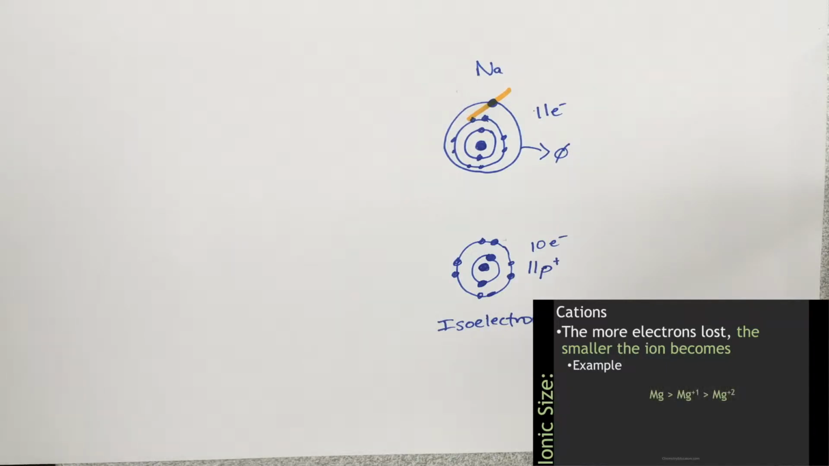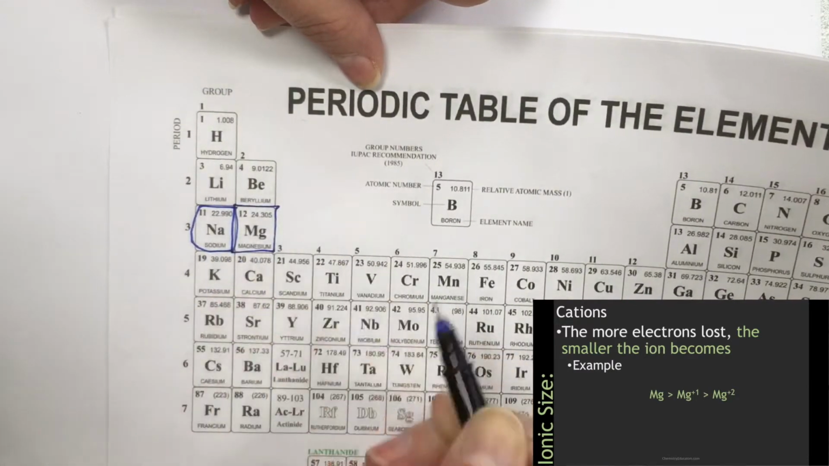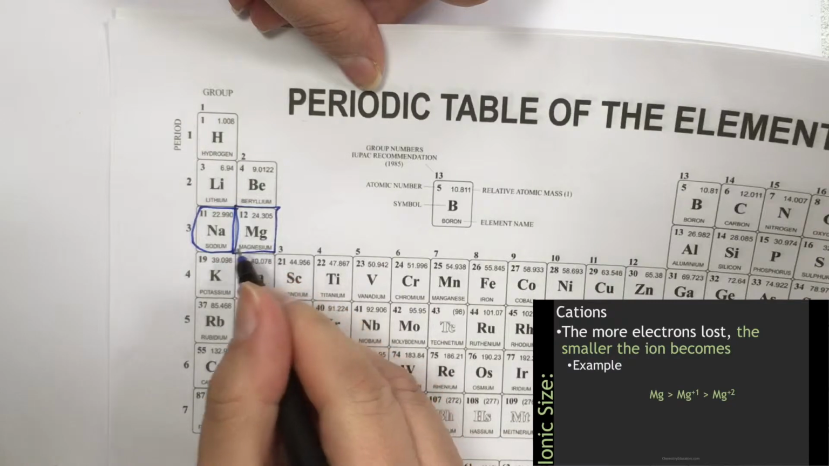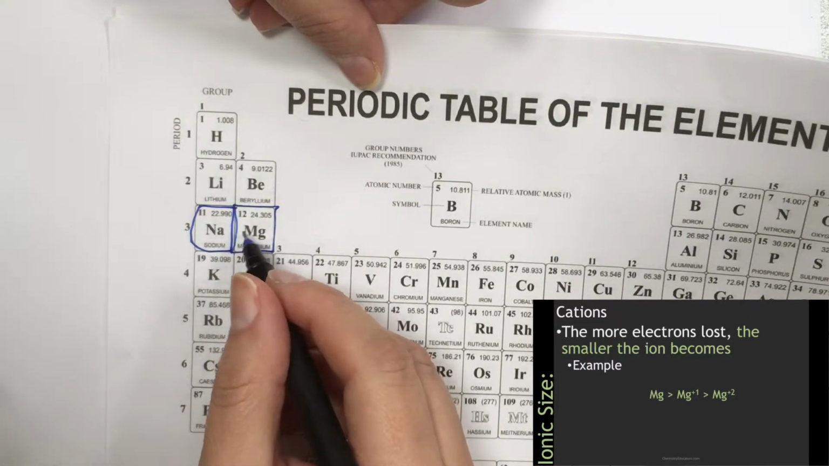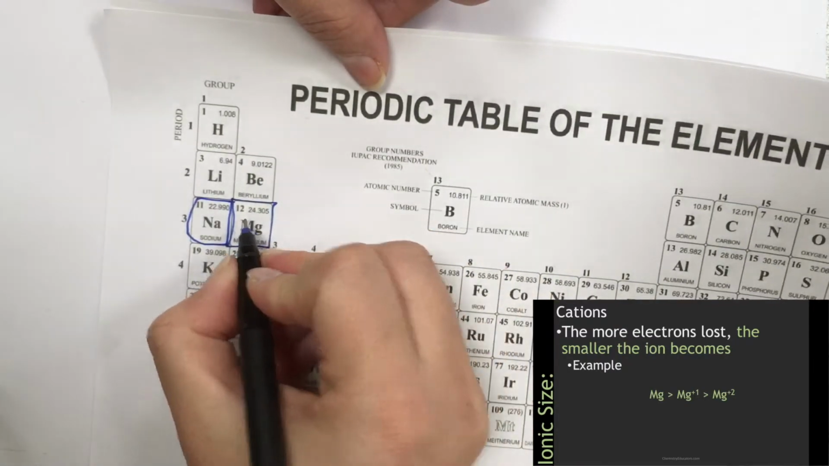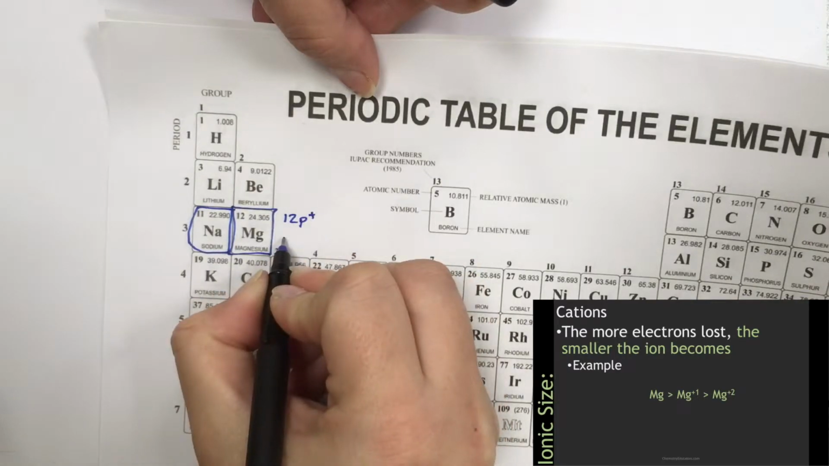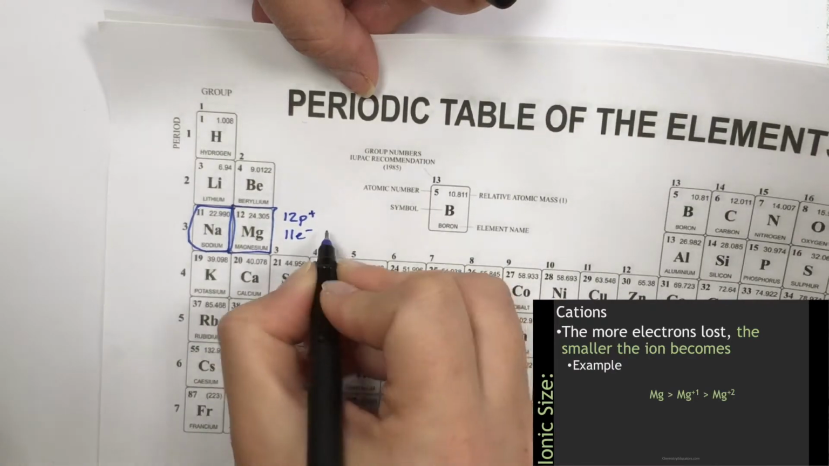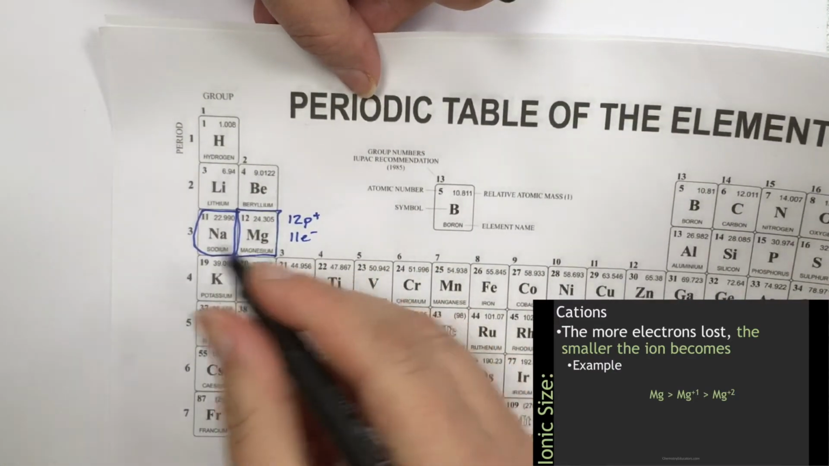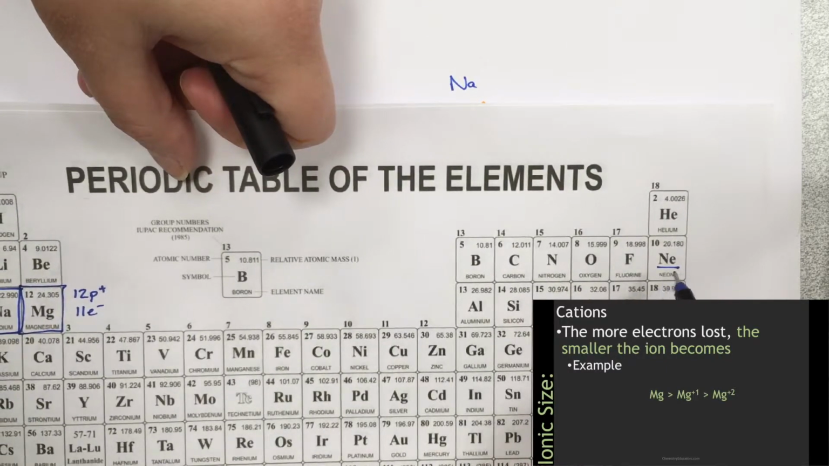So for example, magnesium, which is right here. If magnesium loses one electron, it becomes smaller. That's because now we have one less negative charge to balance out the 12 protons. So now we have 12 protons, because that never changes, but we only have 11 electrons, so the cation is going to be smaller. And then if we lose even another electron, that's going to be even smaller.